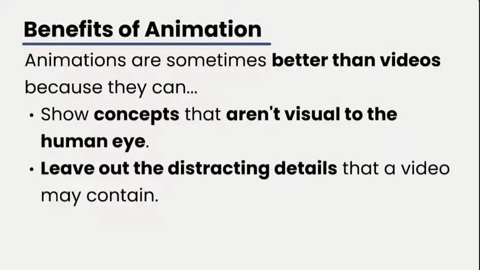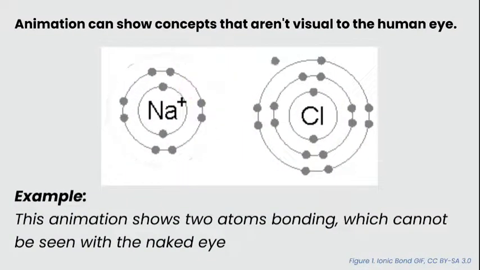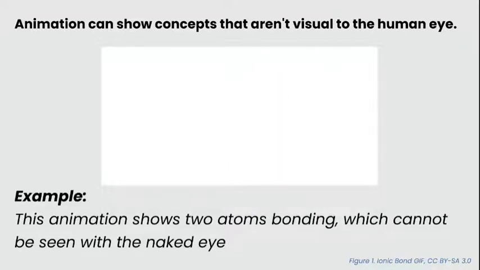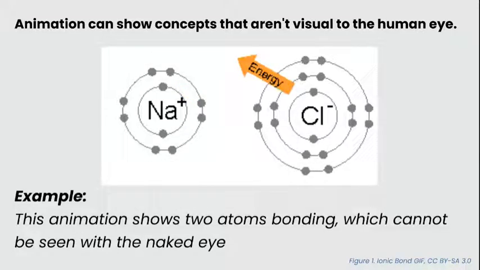Animations have a lot of the same benefits as videos. And animations are sometimes better than videos because they can show concepts that aren't visible to the human eye, and they can leave out distracting details that a video may contain. For example, this animation shows two atoms bonding, which cannot be seen with the naked eye, so it helps us visualize what the atoms are doing.